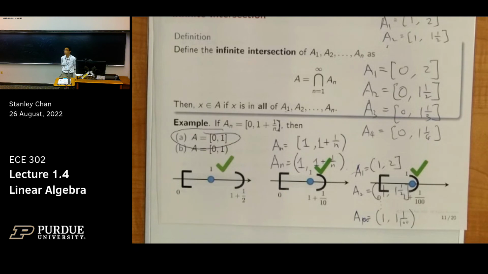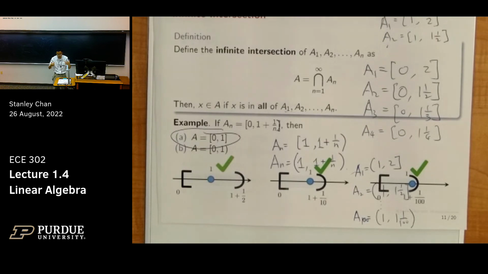Is this 1 included? No. Because where's 1? 1 is actually outside the set. So as you squeeze it, what do you get in the limit? You get the empty set. That's what you're describing.